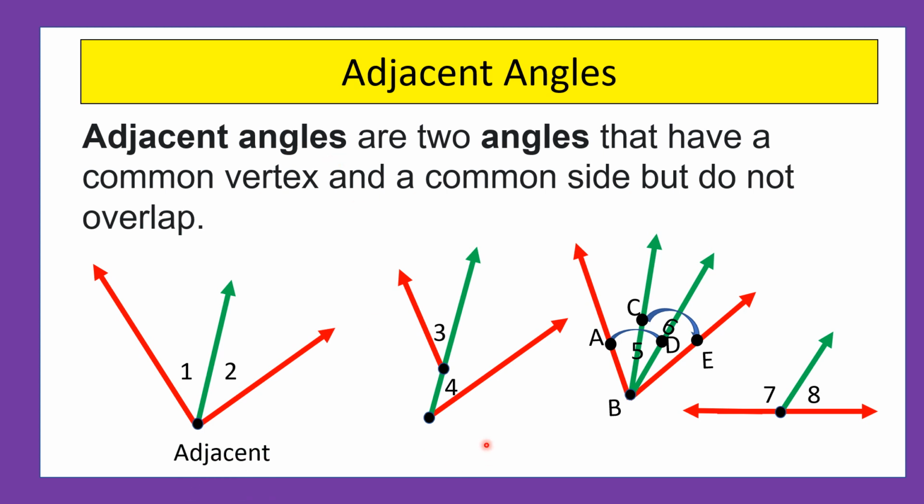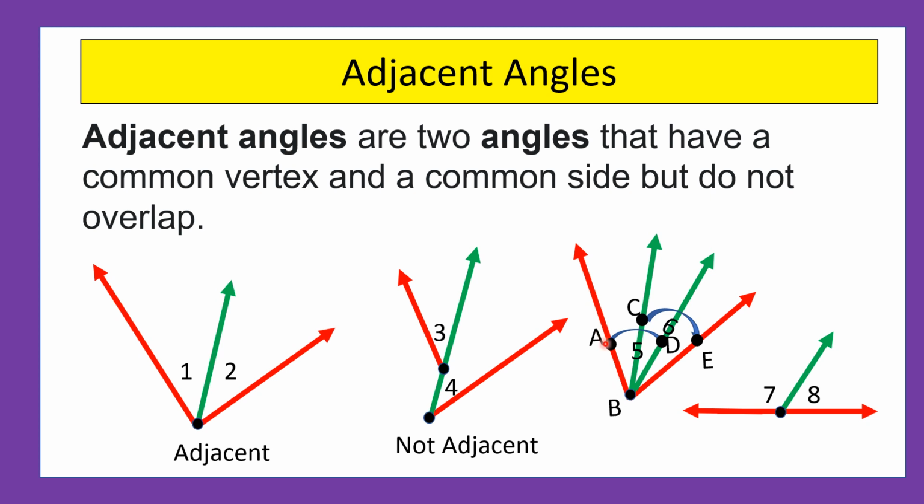We can proceed with the next figure. So we have angle 3 and angle 4. Angle 3 and angle 4 don't have a common vertex. Therefore, angle 3 and angle 4 are not adjacent angles. We can proceed with the next figure.